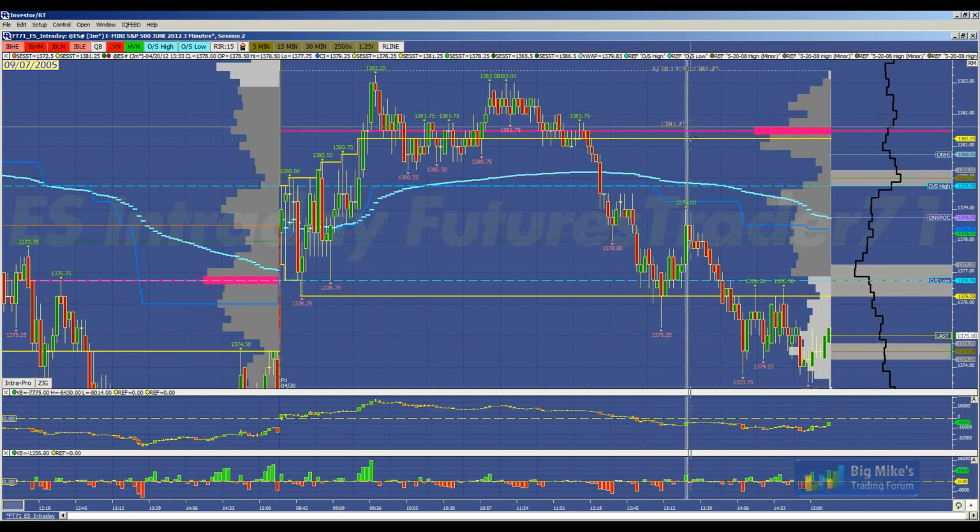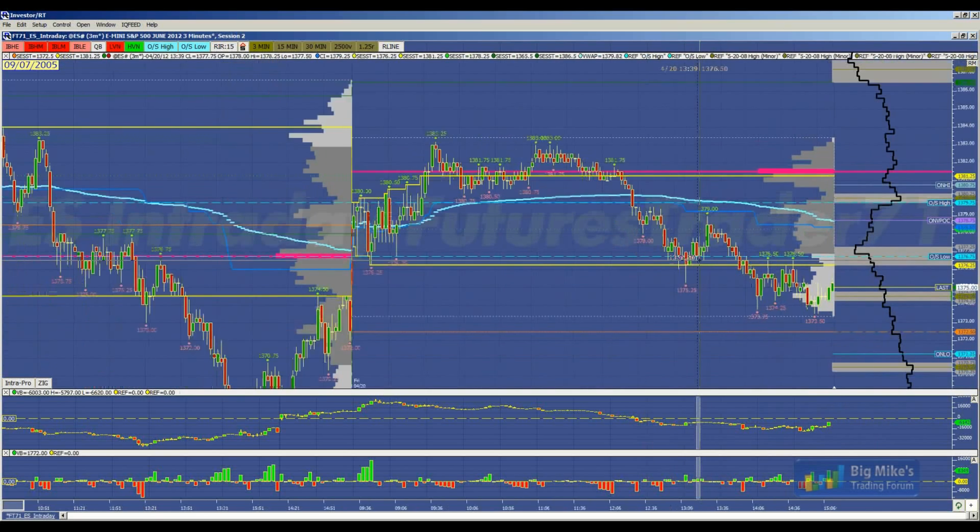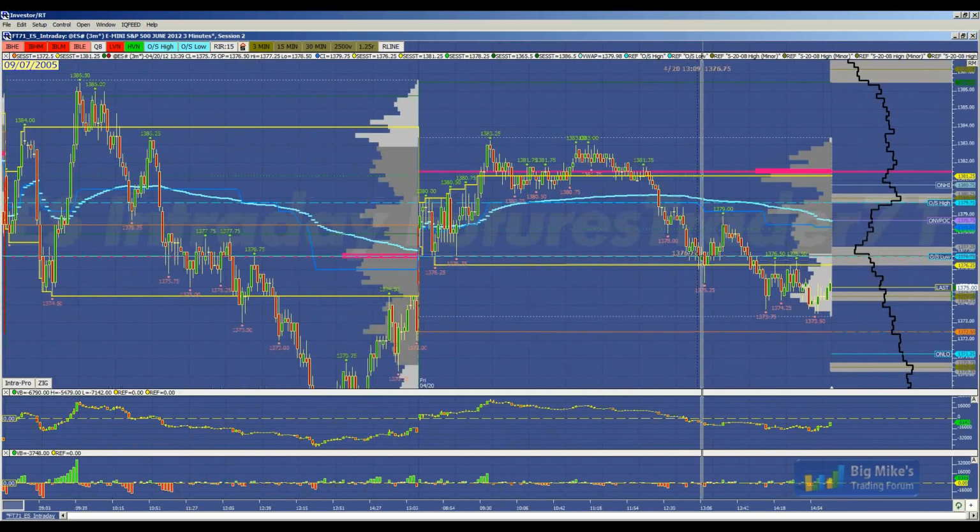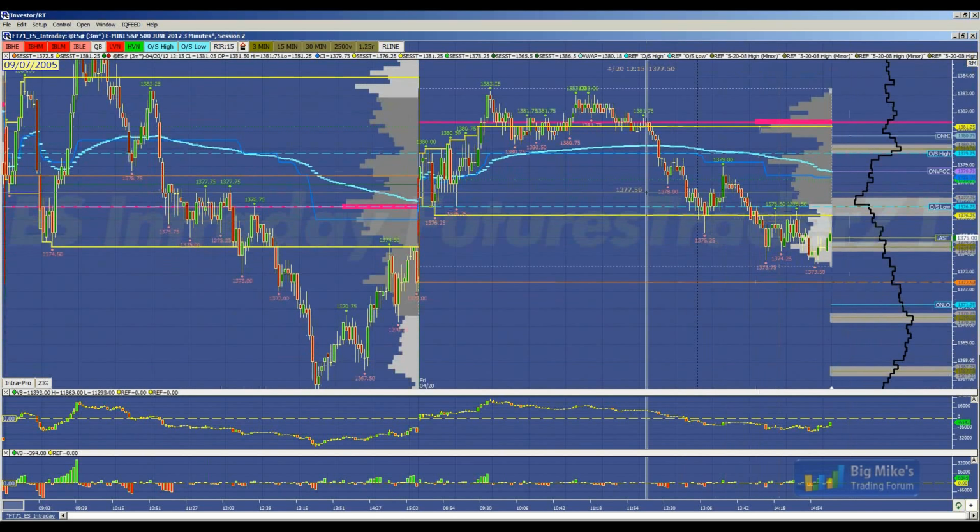It's what I expect the overnight session on Sunday night to Monday morning is going to do. We'll see what happens. I'm okay with being wrong. Trading's not about being right or wrong. So that's what I see on the hard right edge.